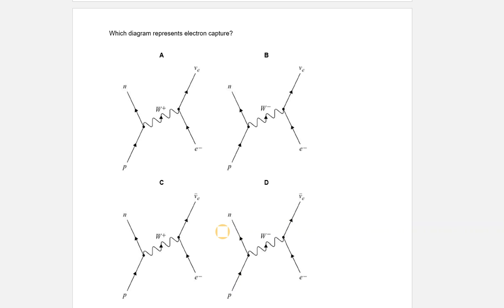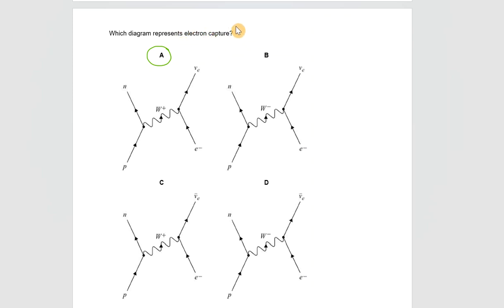Hello, here's another AQA A-level multi-choice question on the particles topic. If you want to try and do this question yourself, pause the video now. If you've got the answer A, well done. Okay, which diagram represents electron capture?